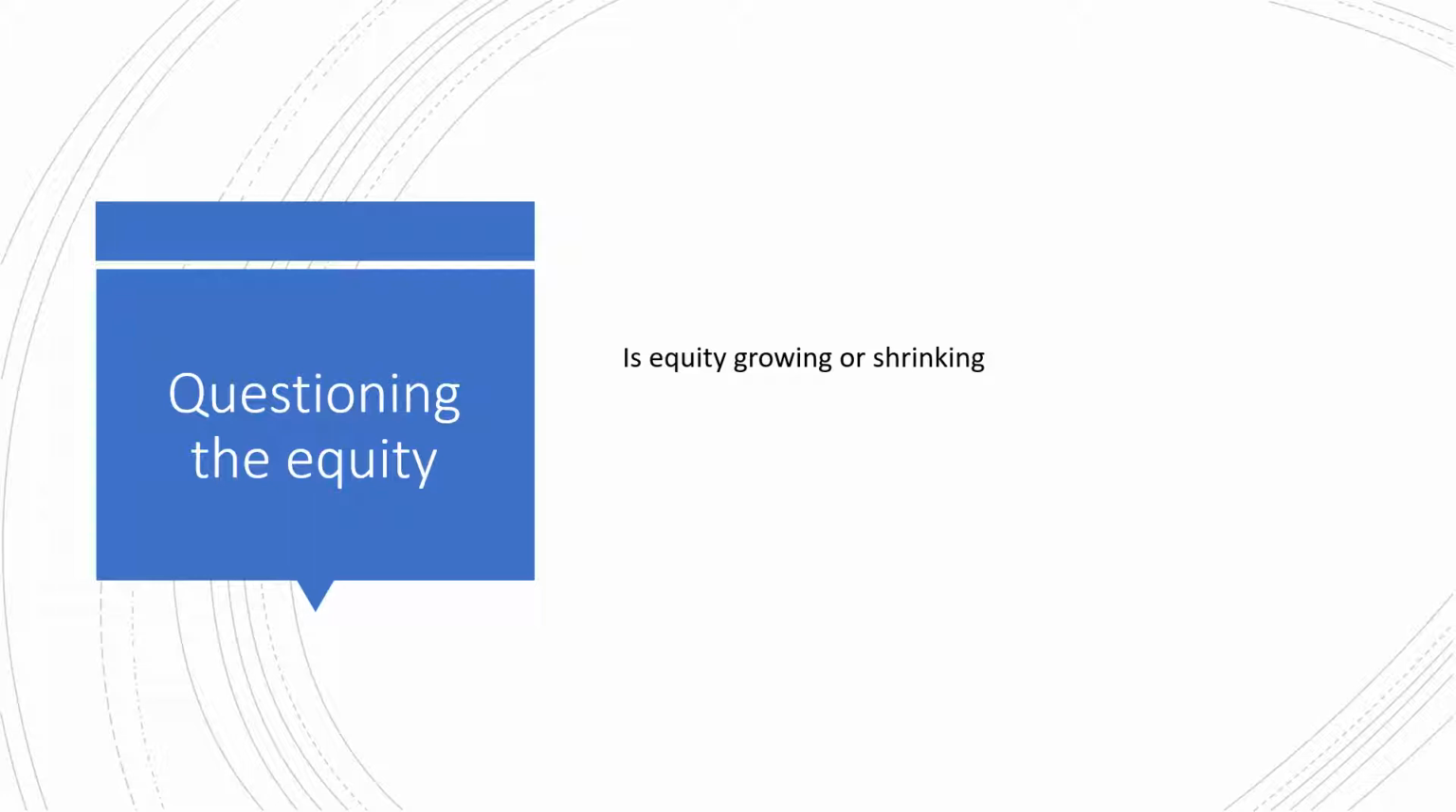When looking at the equity in a balance sheet, is it growing or shrinking? It will grow with profits and shrink with losses. Does the organisation have a policy about the level of equity it must maintain? For example, enough equity to cover 6 or 12 months operating costs.